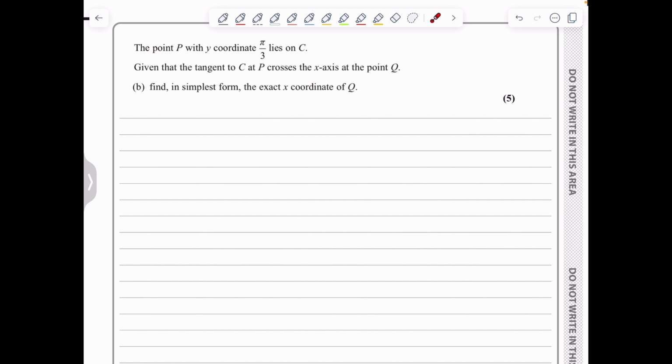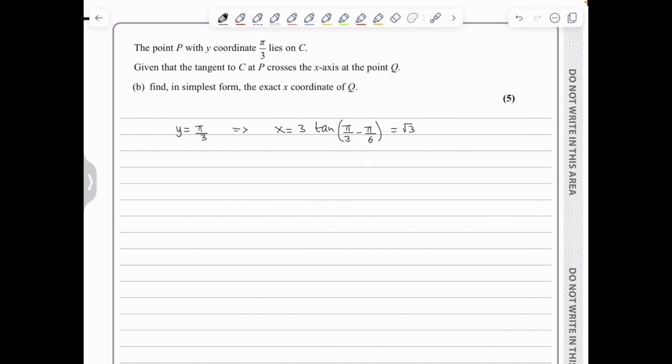Now the point P with y coordinate pi over 3 lies on C. Given that the tangent to C at P crosses the x-axis at the point Q, we need to find in its simplest form the exact coordinate of Q. So it makes sense to use the fact that y is pi over 3 to find the corresponding x coordinate. So x will be 3 tan of (pi over 3 minus pi over 6). So I'm substituting y is pi over 3 into the expression for x. This gives an answer of root 3.